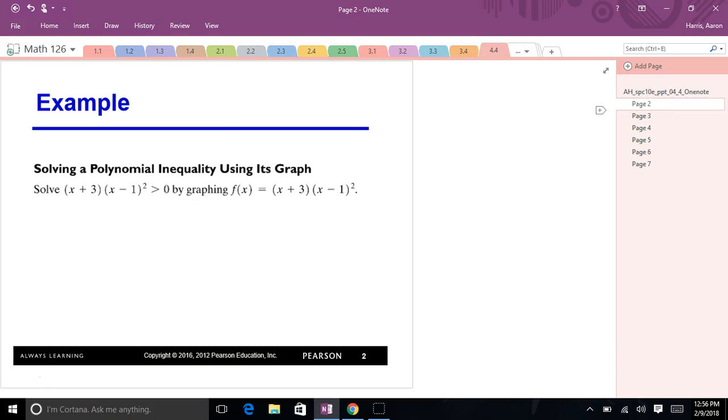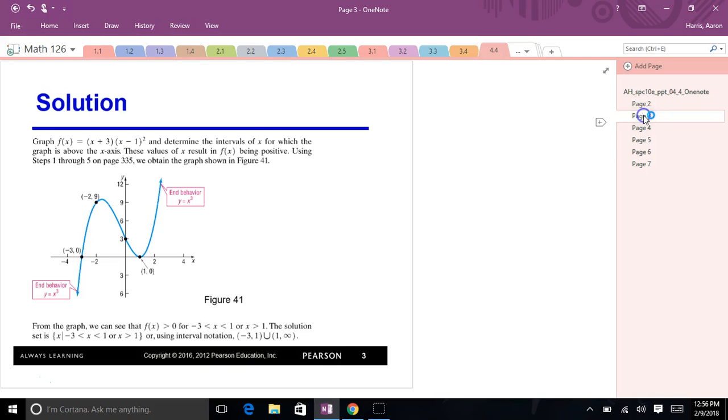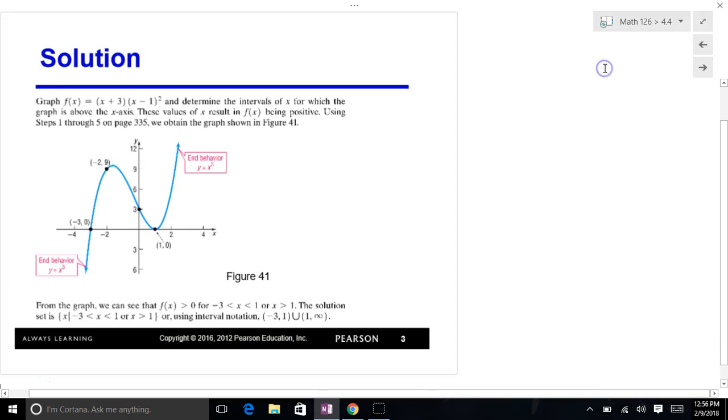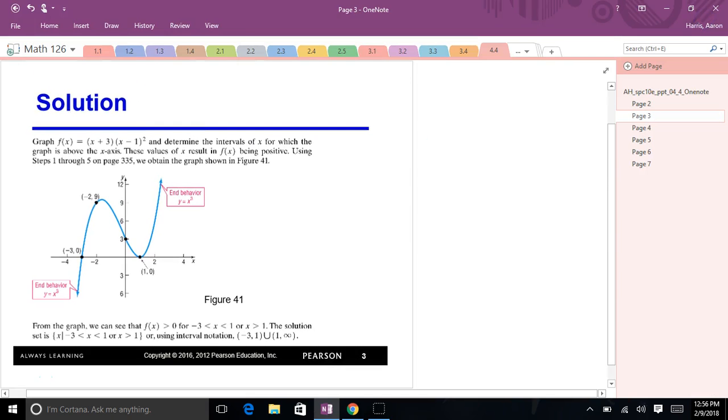So let's look at this first one visually here. We've got, solve this function by graphing. So we're going to go ahead and put that into decimals. Here's a look at it: x plus 3 times (x minus 1) quantity squared. Where's this thing greater than 0? Let me get my pen here.